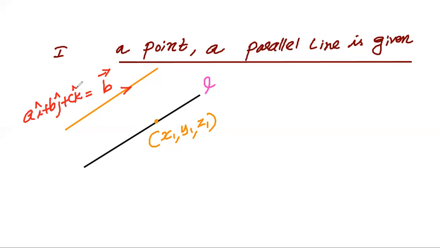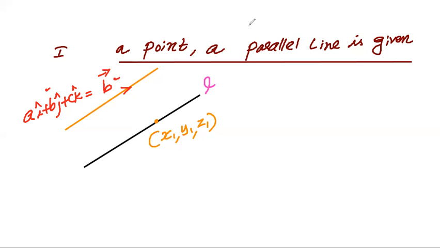So b is a parallel vector. It was given as a parallel line, but in vector form I can say it's a parallel vector, given by ai plus bj plus ck. I hope it's clear for you. Don't be confused with this one: this b and this b are not the same, they are different. So vector b is equal to ai plus bj plus ck.